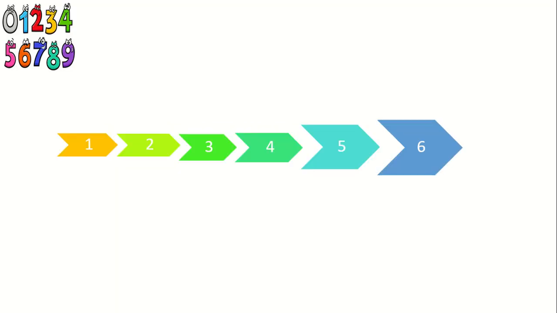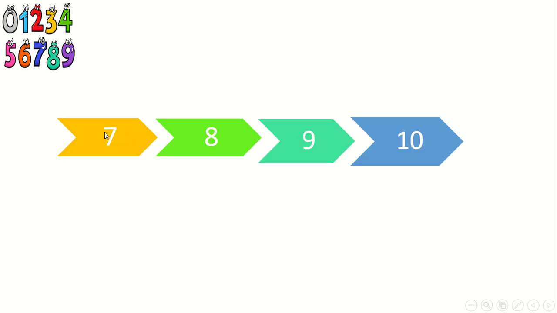Good. Now let's revise the previous numbers that we have already studied. Yeah, what's this? Number 1, excellent. 2, 3, 4, 5, 6, excellent. Now, what number is it? 4. This one? 2. Excellent. 5. This one? 6. This one? 1. Very good.